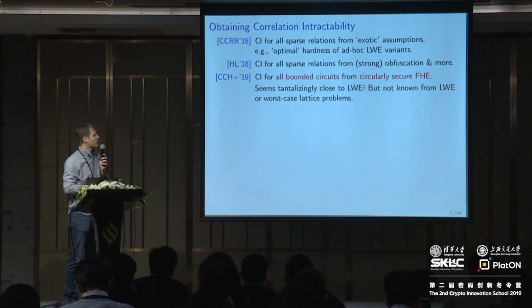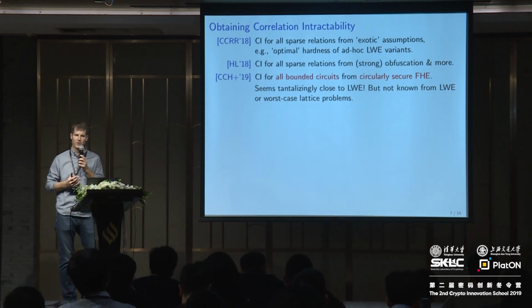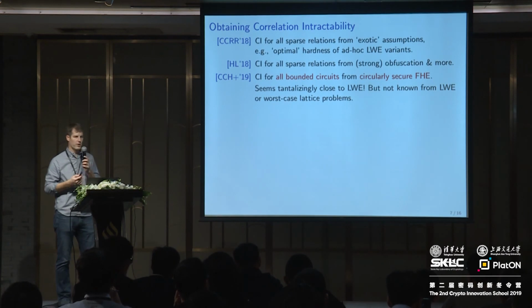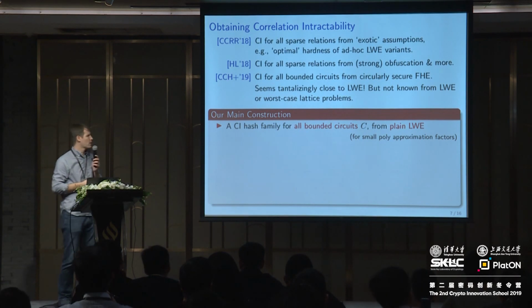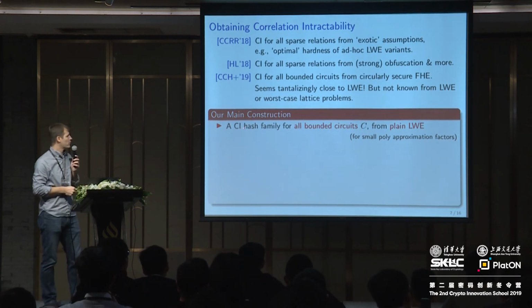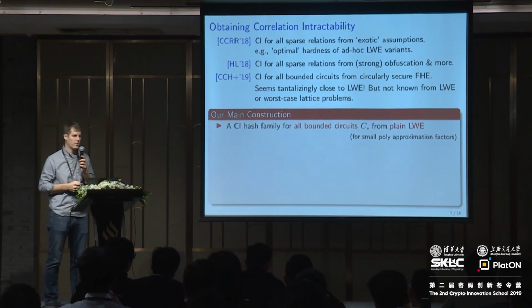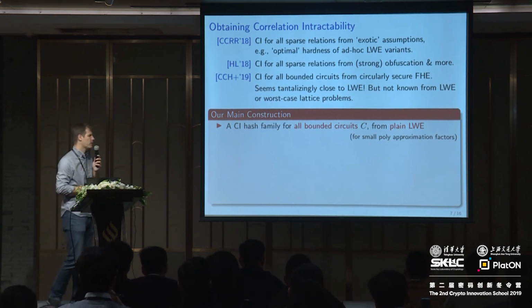We do, however, know how to construct this from some kind of ad hoc circular secure LWE, but we don't know how to justify the circular security of LWE. So this gets very close to what we want, which is just ordinary LWE as an assumption. And that's our main construction. We do manage to get a correlation intractable hash family, again for all bounded circuits, from the plain LWE assumption with no circular security requirements. And we only need small polynomial approximation factors on the LWE.